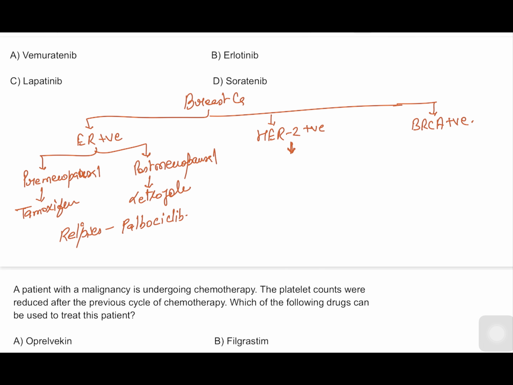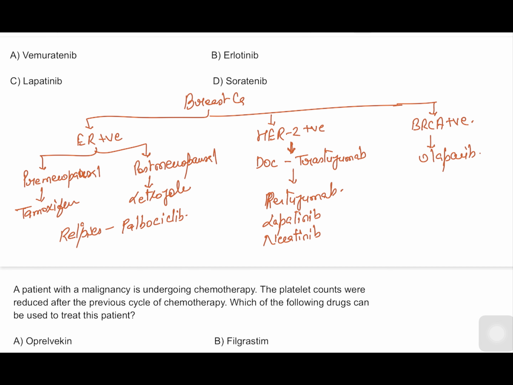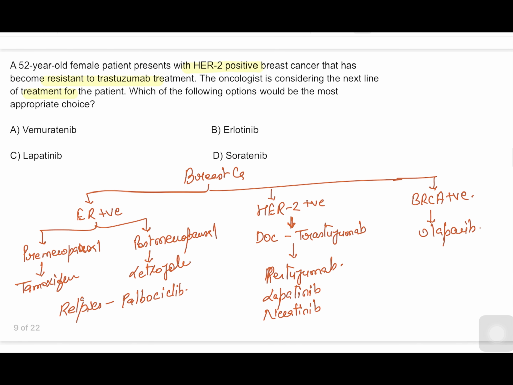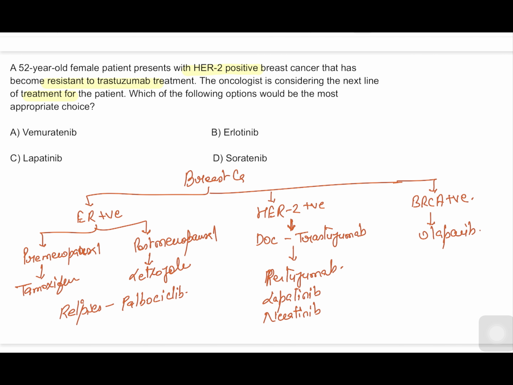Next is HER2 positive. Whenever any breast cancer is HER2 positive, the drug of choice will be trastuzumab. But if any type of resistance develops, then we can use pertuzumab, lapatinib, and other neratinib and all those tinibs. If it is BRCA positive, then we are using olaparib, which is a PARP inhibitor. So here the female is having HER2 positivity.